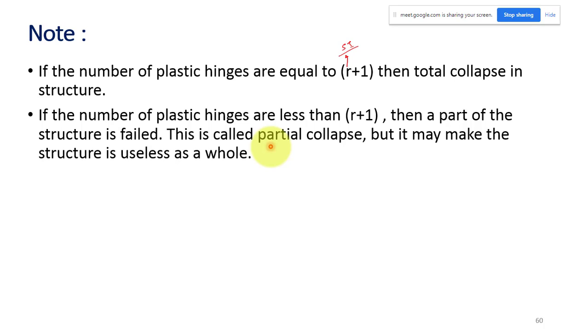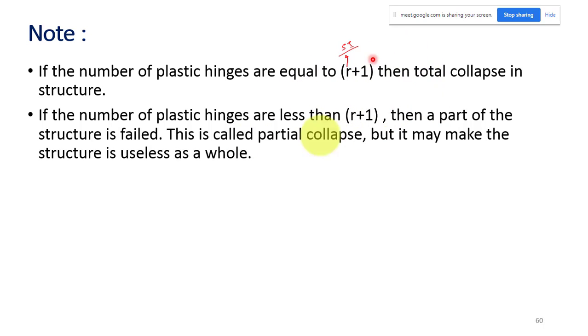Even if you have a building frame and one story has failed, in that one story all the beams and columns, something like that, have failed. All the beams have failed in the one story. So you cannot use that building. You have to repair that. That is what this condition is saying. If the number of plastic hinges is equal to R plus 1, where R is the degree of static indeterminacy of your structure as a whole, then you can say that it is a total collapse of your structure. Otherwise, only a part of the structure is failing, but still we will take that as a failure of your structure, because after that we cannot use that structure. That is why we will consider both as a failure.